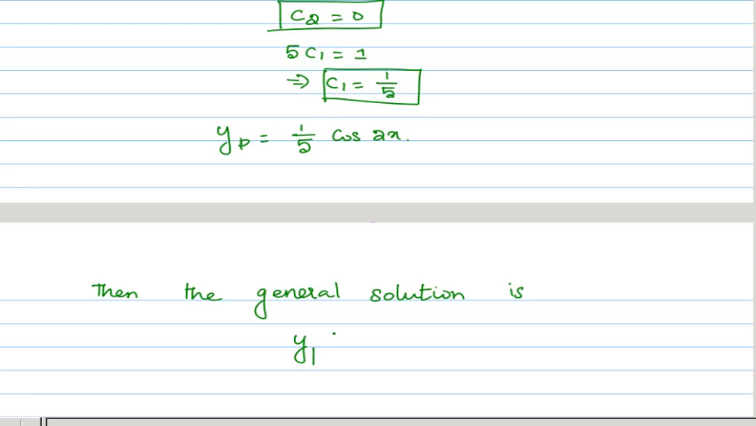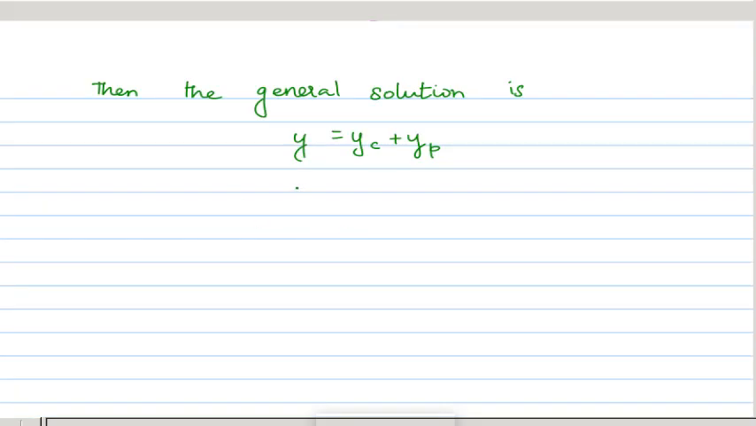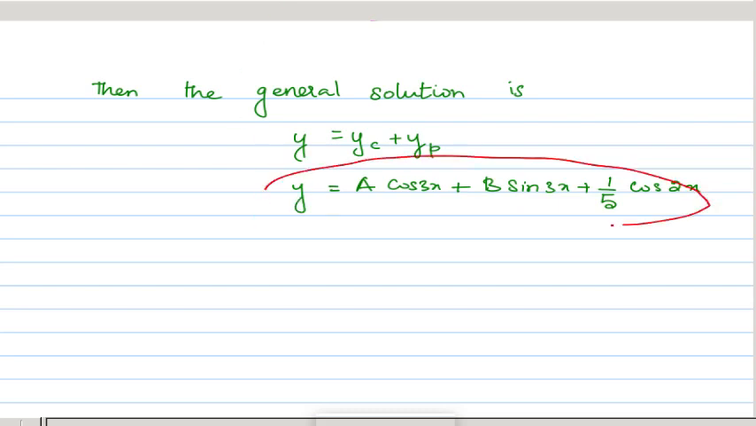Then the general solution is y equals yc plus yp. The yc is a times cos 3x plus b times sin 3x, plus 1 over 5 times cos 2x. This is your general solution of the given differential equation. Now we see another example.